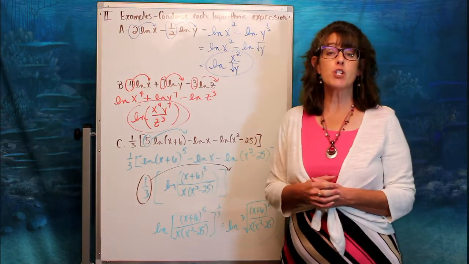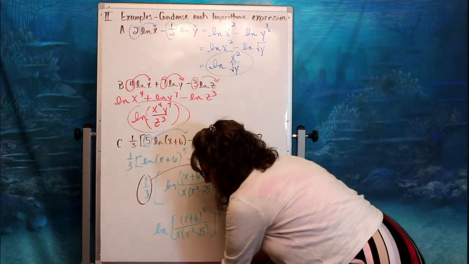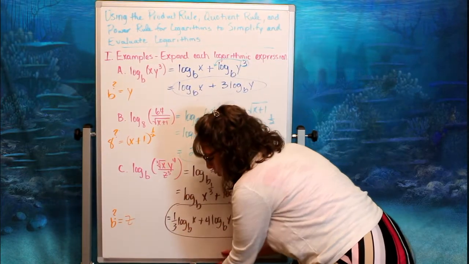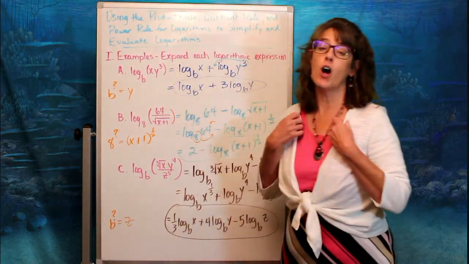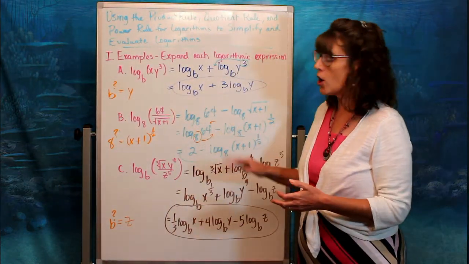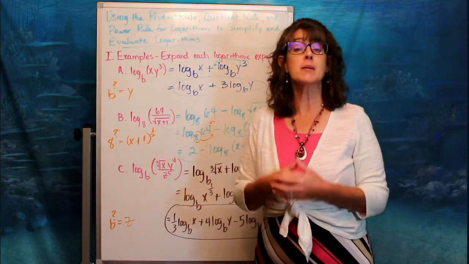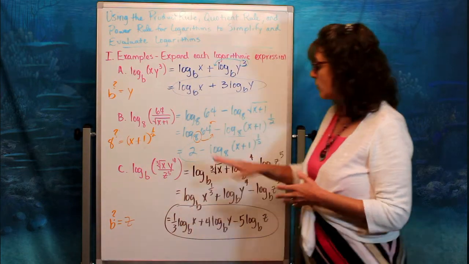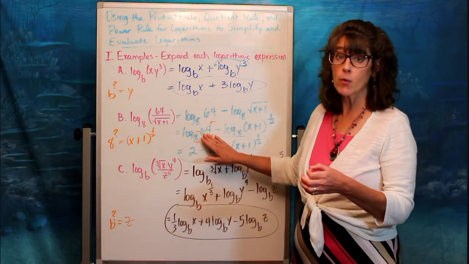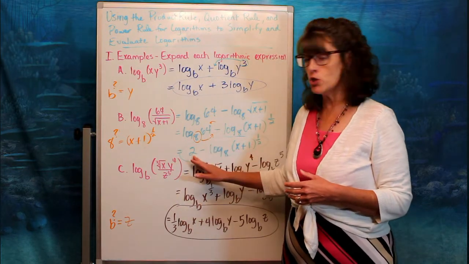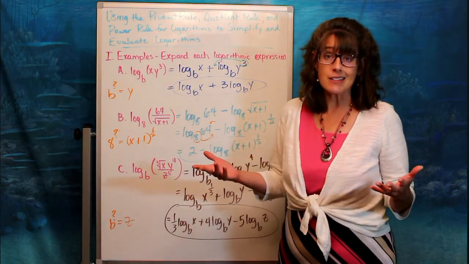So I hope this helps you to understand how to put together your product rule, your quotient rule, and your power rule for logarithms in order to be able to expand your logarithms and in order to be able to condense your logarithms. It's all about simplifying them. And if possible, like you saw here, being able to evaluate them, which you won't always be able to do, but by all means, if you can evaluate it, do it. If you can't, you can't, and you're stuck.